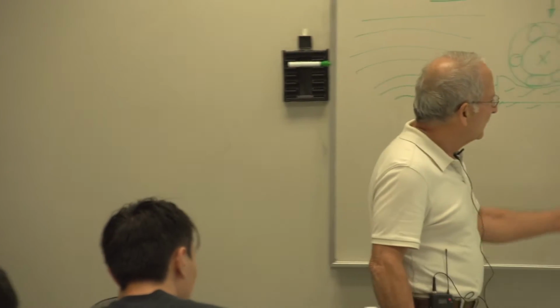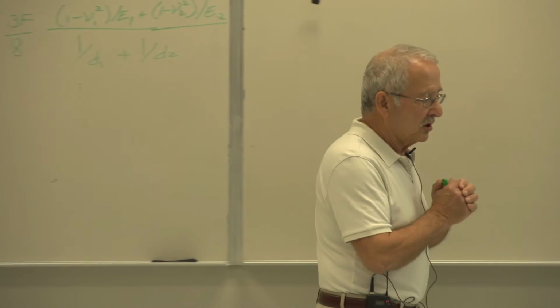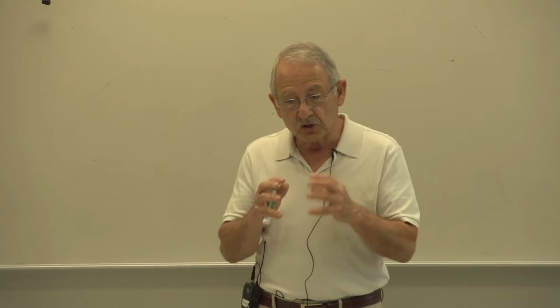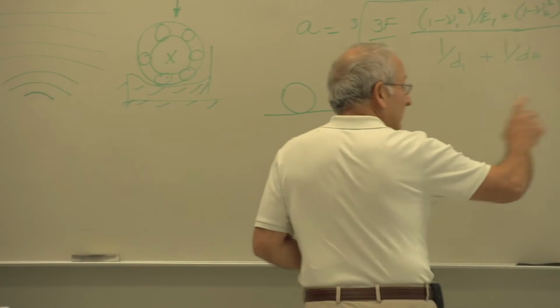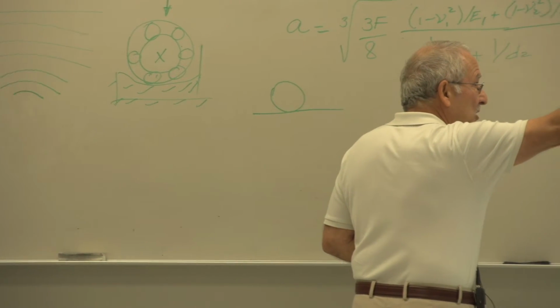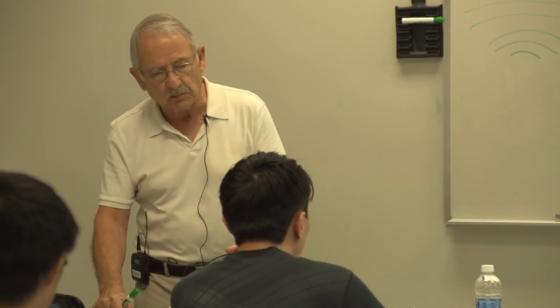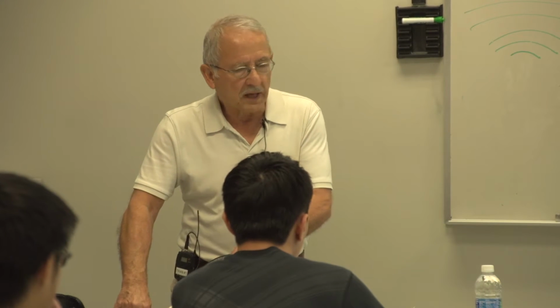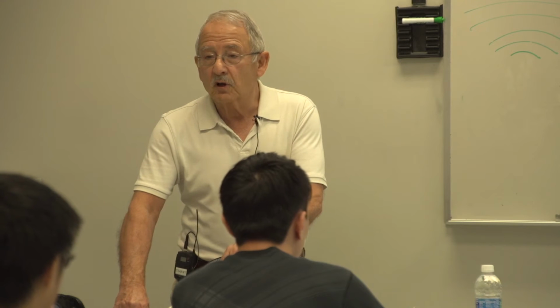Would you expect this to give you a larger contact patch or a smaller contact patch than that? If the two are spheres, here one is a sphere, one is a flat plate, everything else is the same, except for the flat plate and the sphere. Which one gives you a larger contact patch?